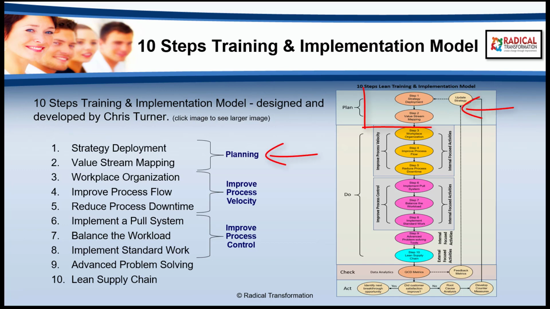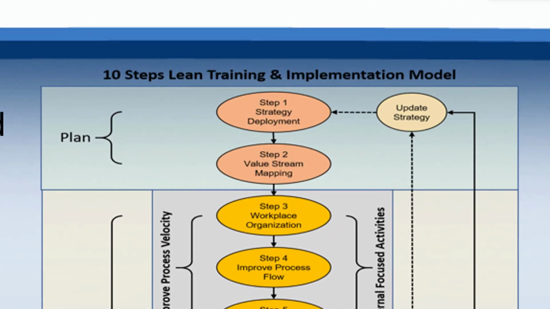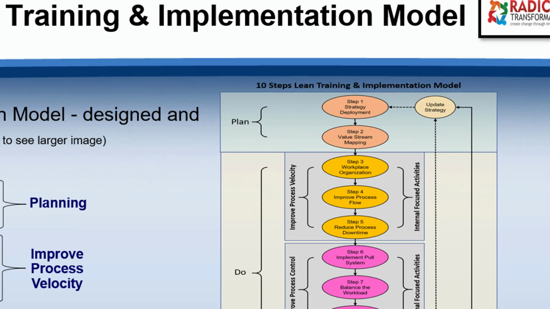The first part of it is the planning phase. Step 1, strategy deployment, and Step 2, value stream mapping, are parts of the planning phase of a lean transformation. These two steps help to determine why and where a management team will focus their valuable resources to eliminate waste.